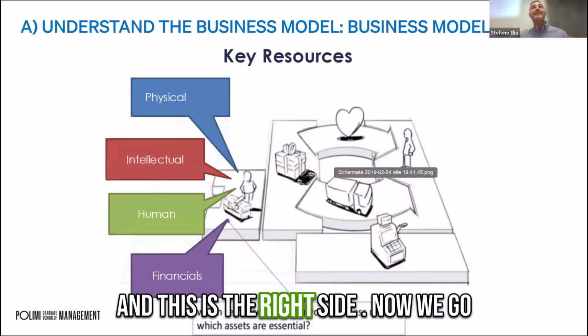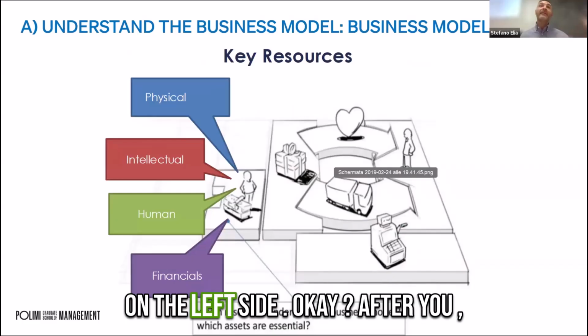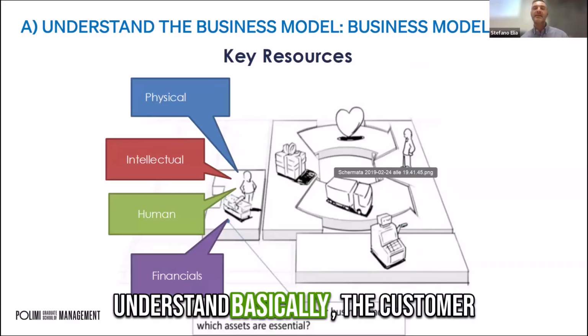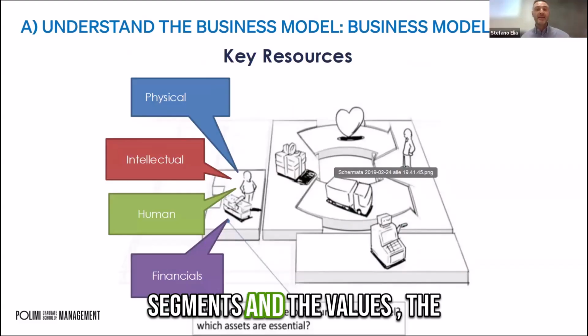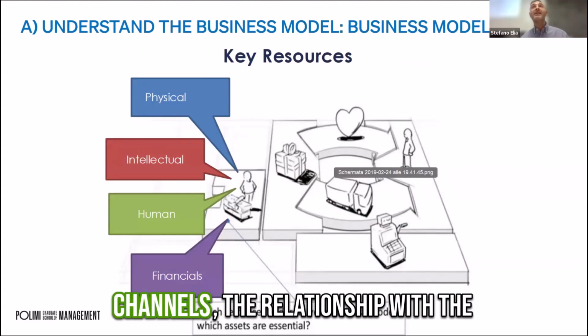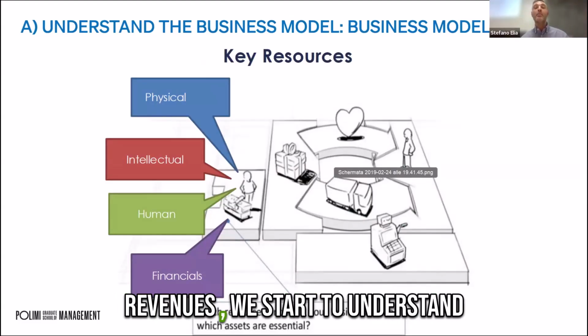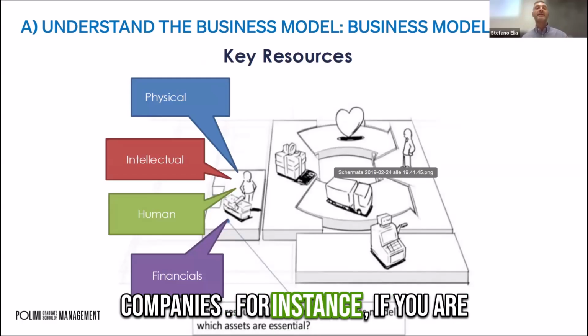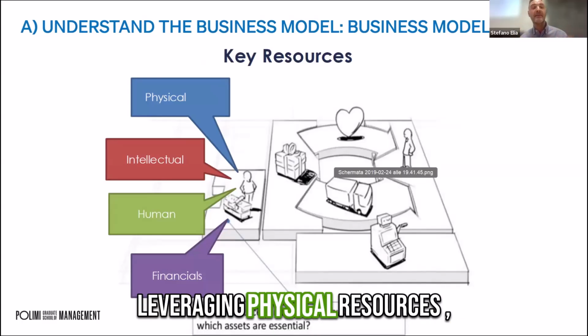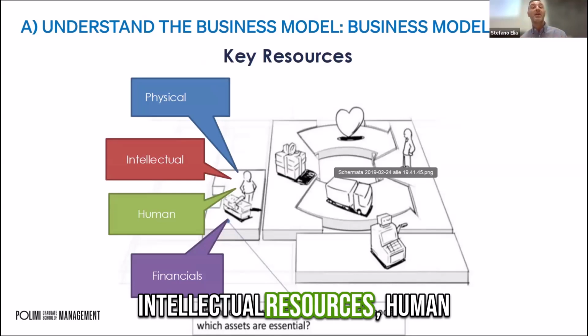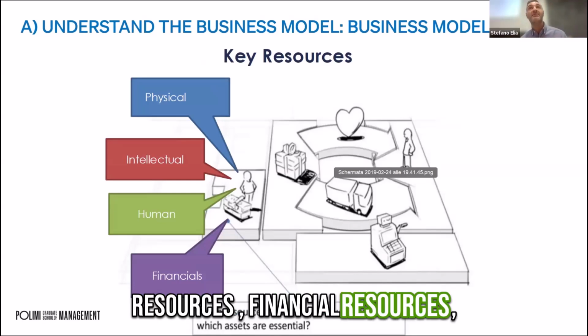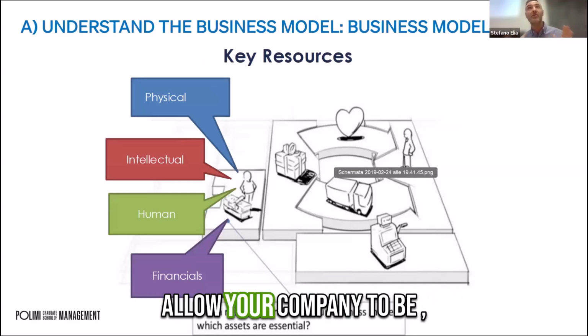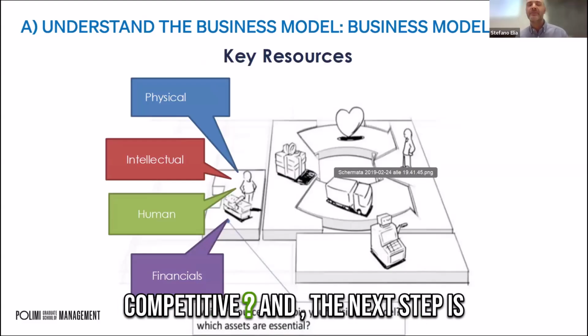And this is the right side. Now we go on the left side. Okay. After you understand basically the customer segments and the values, the channels, the relationship, the revenues, we start to understand what are the key resources of your companies. For instance, if you are leveraging physical resources, intellectual resources, human resources, financial resources, what are the key resources that allow your company to be competitive?